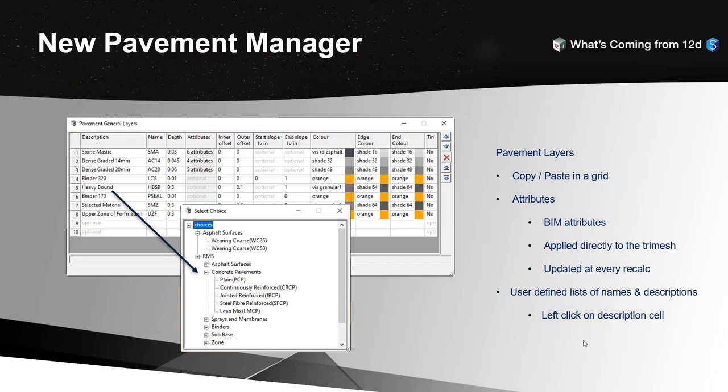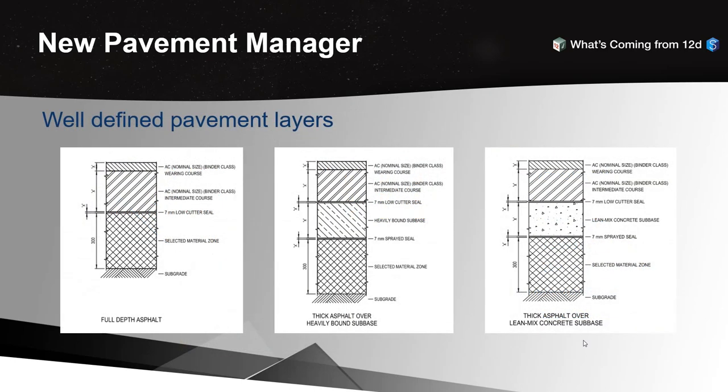The inner and outer offset are as per version 14, but we have added the inner and outer, or start and end, slope for each layer. These are optional. If entered here, they will be used. If not, the slope defined on the snippet will be used. So you should have enough information and options there to create some well-defined pavement layers, not only in relation to the number of layers, but their naming.